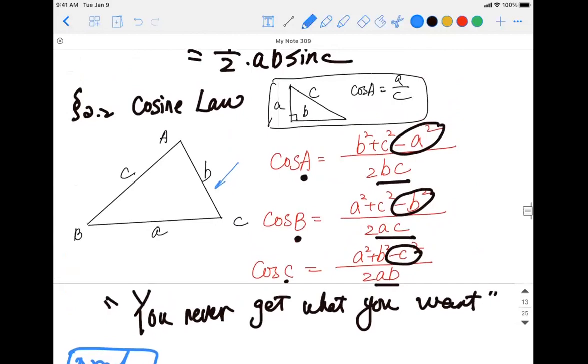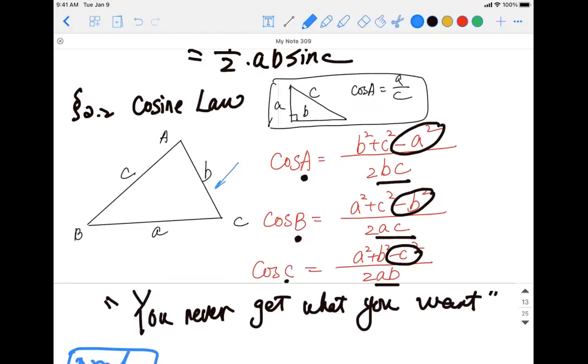Due to the limited time of our lecture, we won't spend too much time talking about how to prove the cosine law. You can just try to remember this as is. So far, so good? Any questions? All good, right?